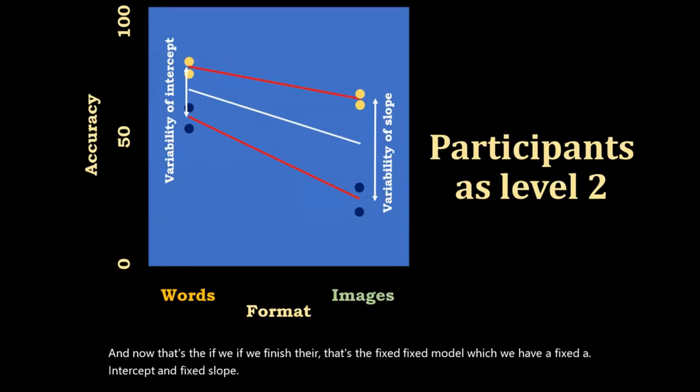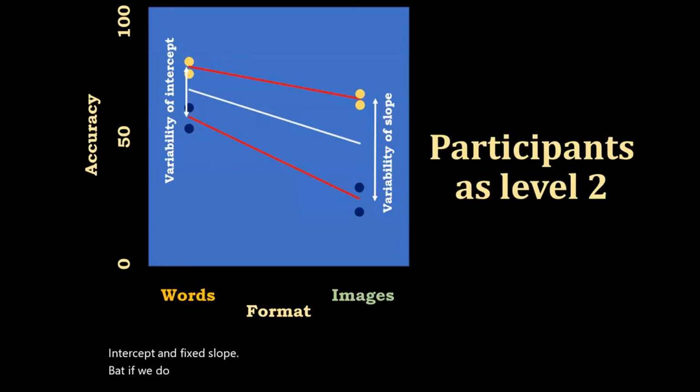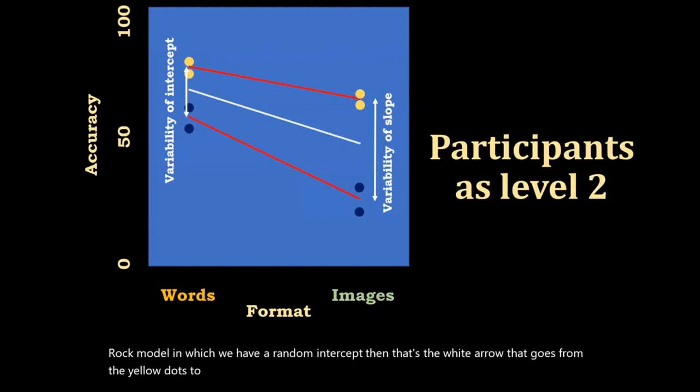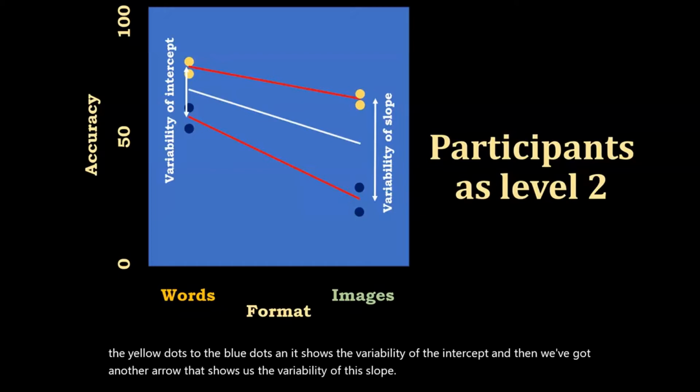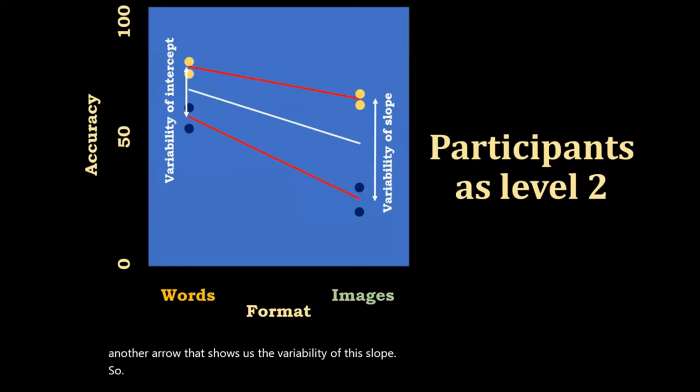But if we do a random model in which we have a random intercept, then that's the white arrow that goes from the yellow dots to the blue dots, and it shows the variability of the intercept. And then we've got another arrow that shows us the variability of the slope. So how do we know about the variability? Well, the red lines indicate the intercept and the slope for each group.